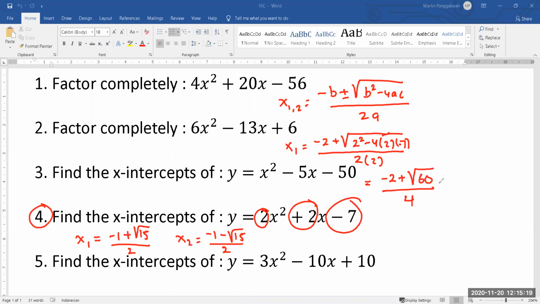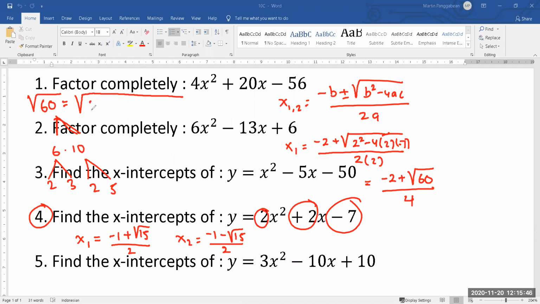Now I will answer Cliff's question. How to simplify the radical? First, for square root of 60, you need to present all the factors, all of the least factors. So 60 actually is 6 times 10, right? And then 6 is 2 times 3, 10 is 2 times 5.